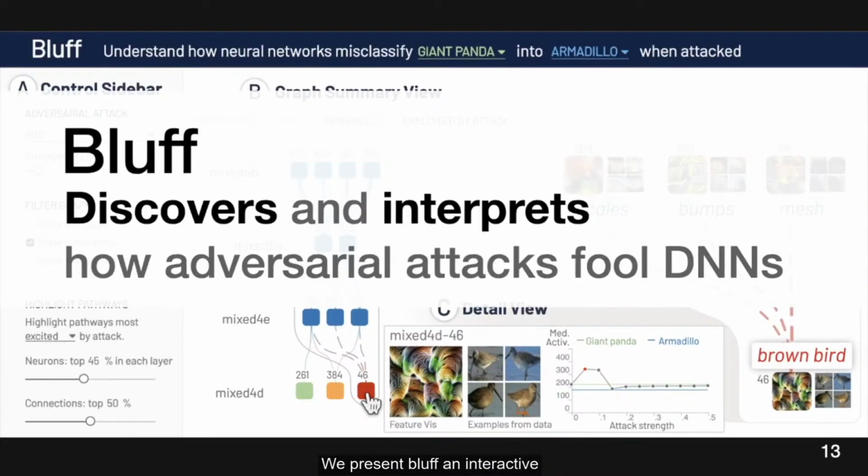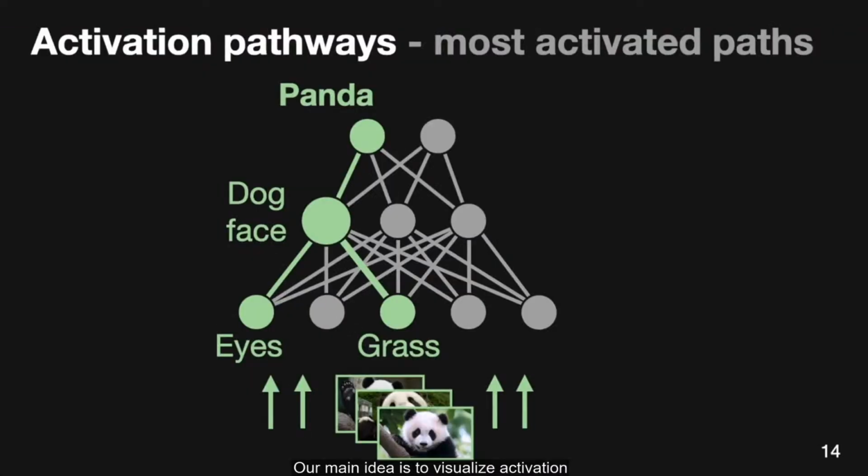We present Bluff, an interactive visualization tool for discovering and interpreting how adversarial attacks mislead DNNs into making incorrect predictions. Our main idea is to visualize activation pathways within a DNN traversed by the signals of input data. For given input data, activation pathways consist of neurons that are highly activated and the most influential paths. Activation pathways represent what features are detected and how those features are related to contribute to the final prediction.